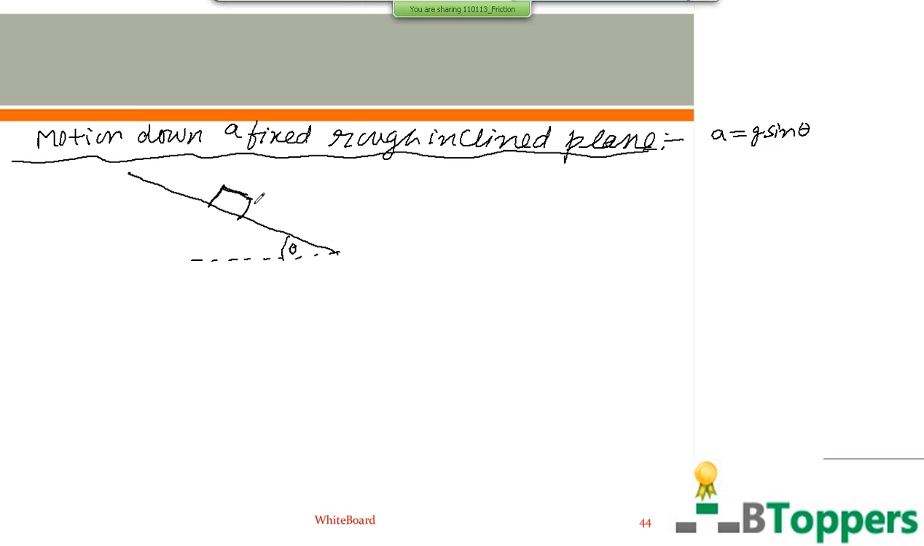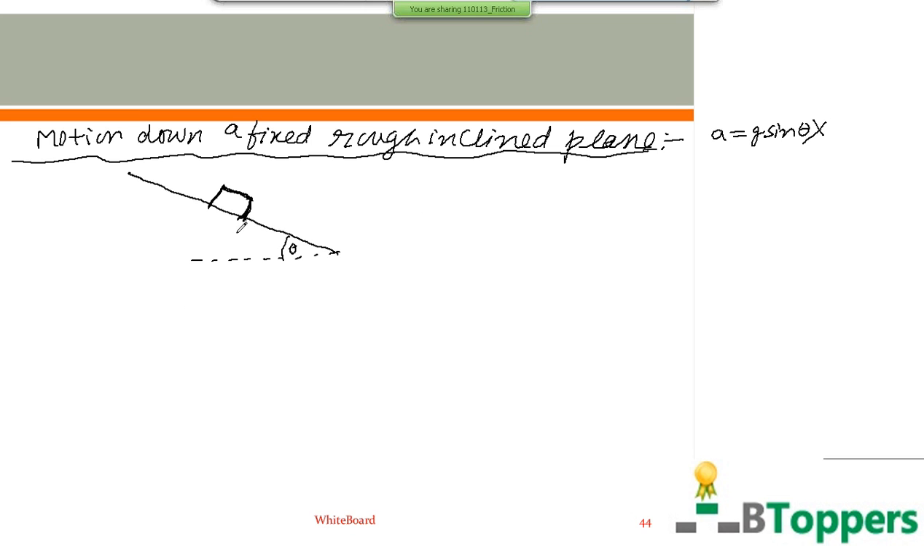But here we are discussing a situation where the block is resting on the inclined surface of a rough inclined plane. The inclined plane is not smooth. So you cannot use this conclusion for this case. Let theta be the angle of inclination of the plane to the horizontal. Here let us consider the forces acting on the block.